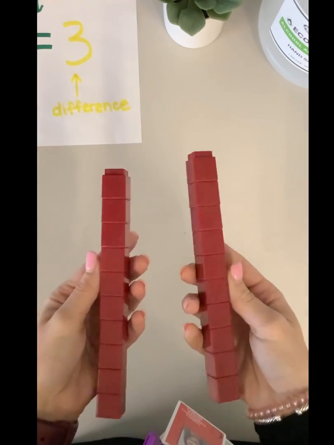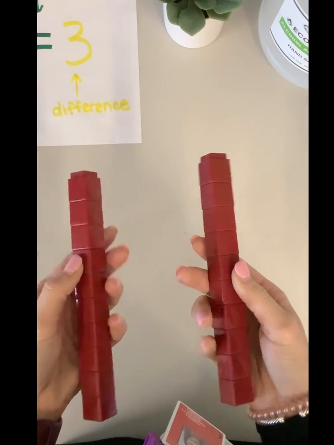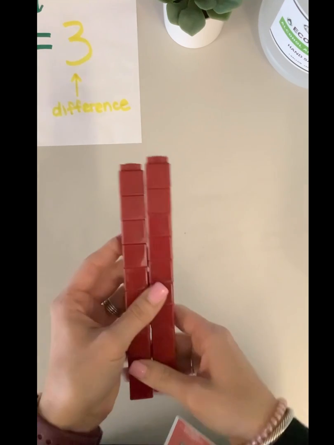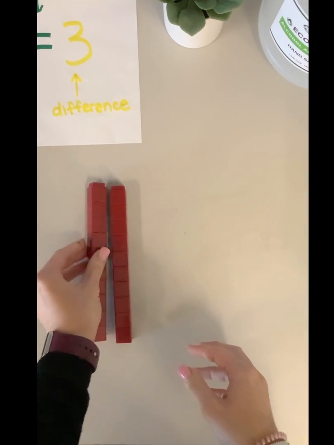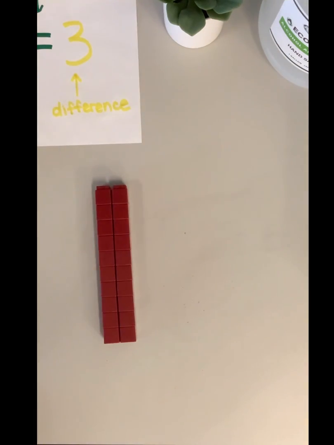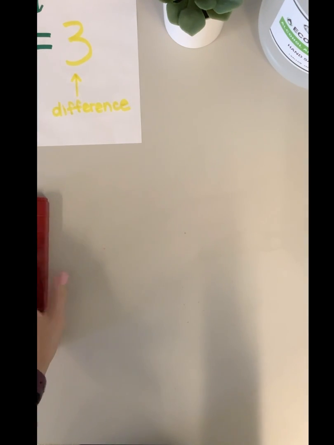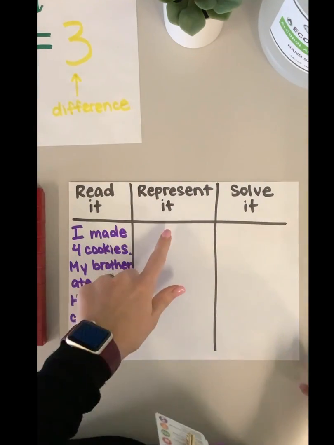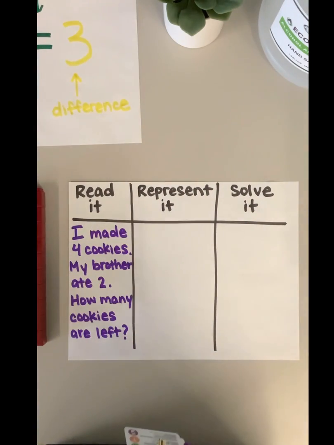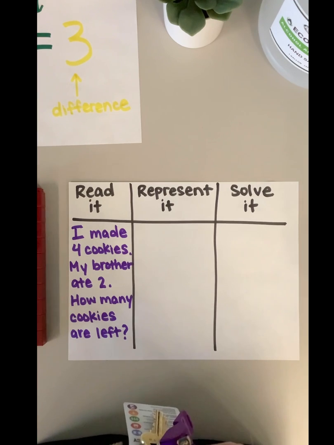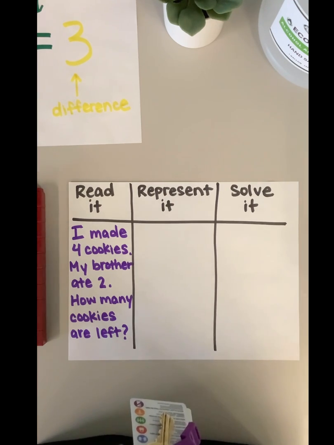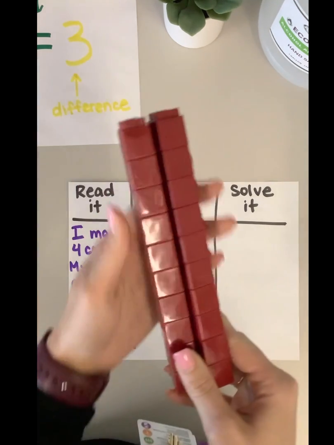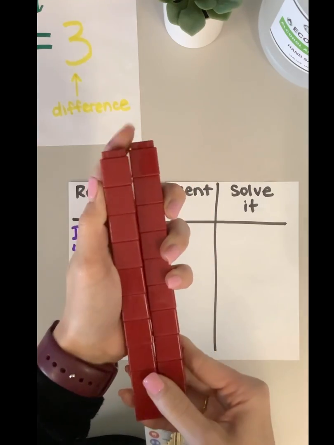These are called Unifix cubes, and you each were given 20 of these. Today, we are going to be working with a strategy that you might remember from a time that we've worked with it before. It's called read it, represent it, and solve it. These 3 parts are how we can solve a subtraction problem. And we're going to use these math tools to help us.